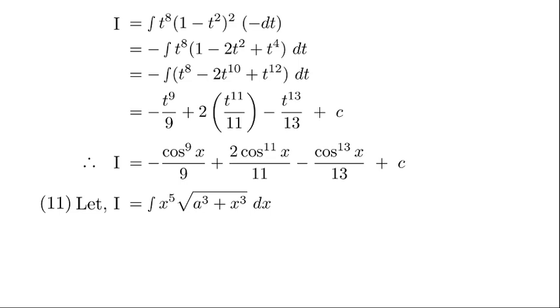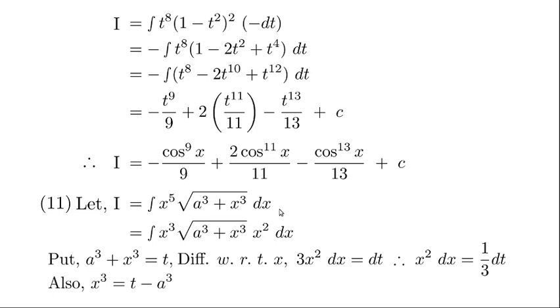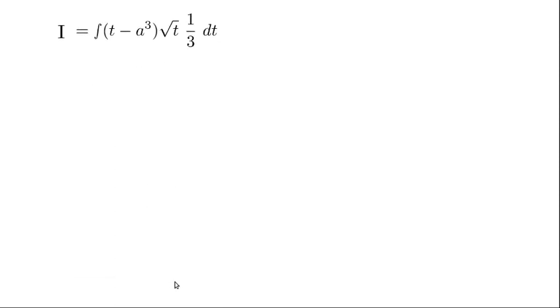So again in this case what we note is x cube, and we express this also in terms of x cube, so it becomes x cube into x square, and we also know that the derivative of x cube contains x square. So this is how it is separated, and now we substitute a cube plus x cube equal to t. The derivative of which is 3x square dx is dt, therefore x square dx is 1 by 3 dt, and also we can replace the value of x cube by t minus a cube.